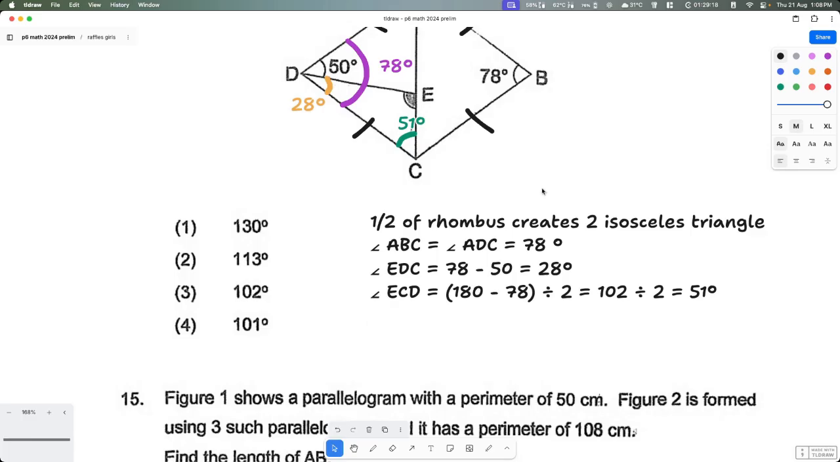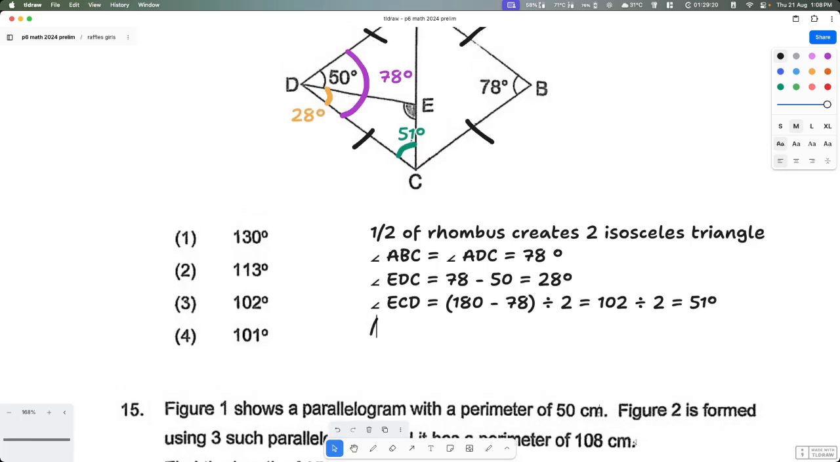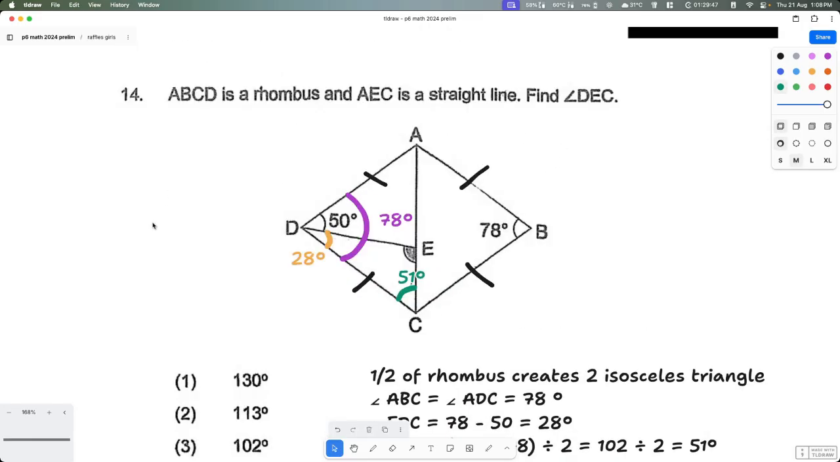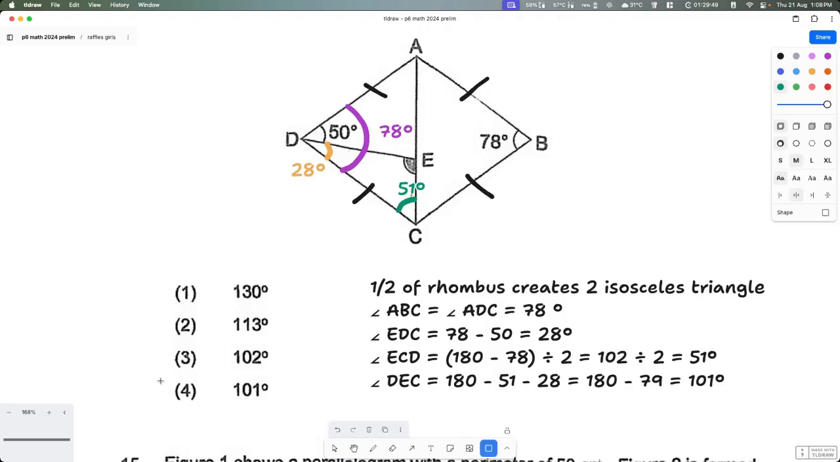Now we can get DEC. So angle DEC is equal to 180 minus 51 minus 28. So 51 plus 28 is 79. 180 minus 79 is equal to 101 degrees. There you go. This is 101 degrees, which is option number 4.